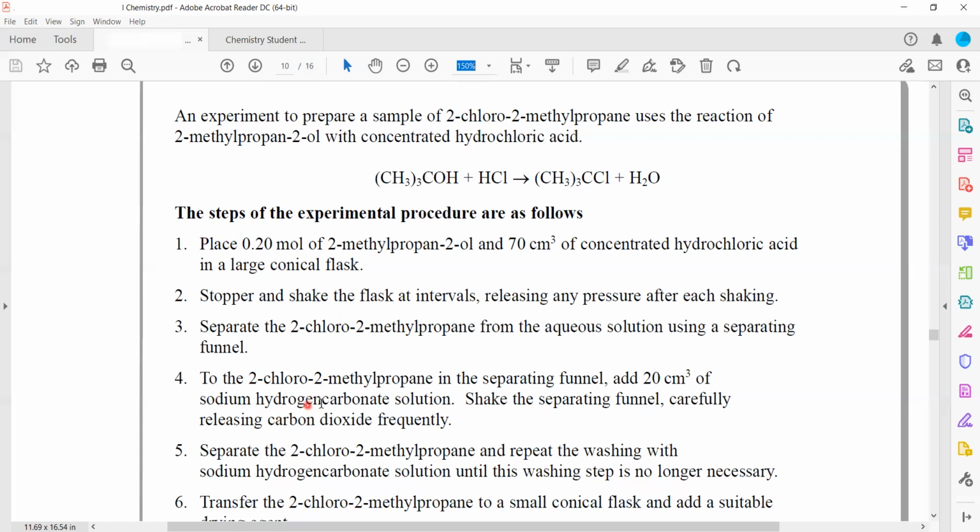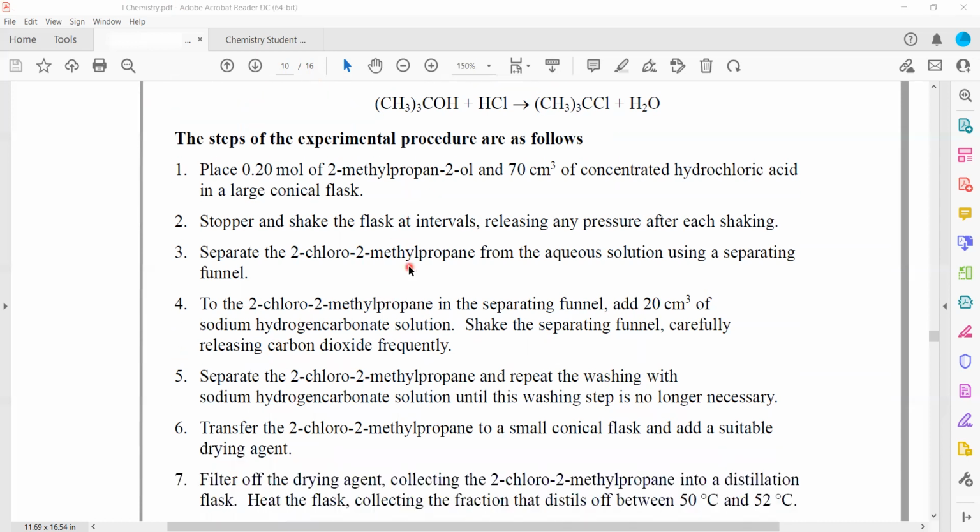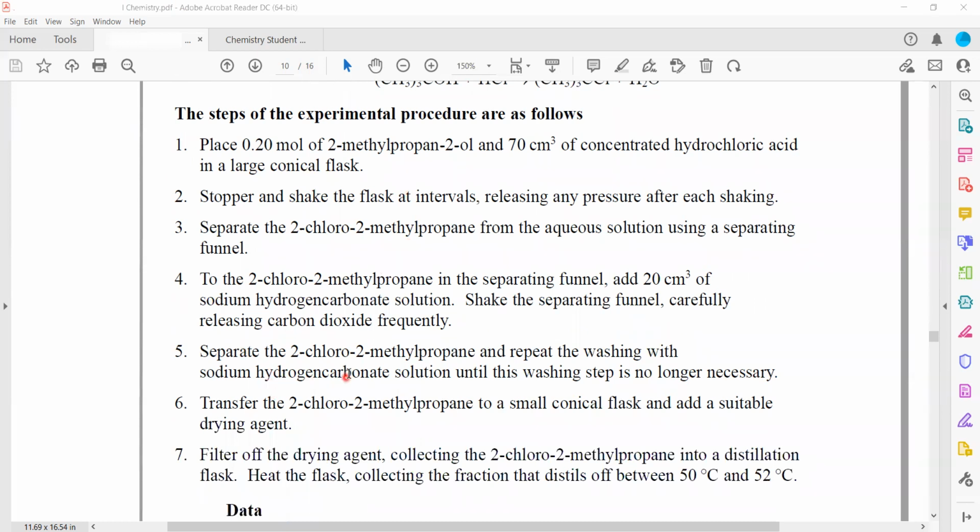We add 20 cm³ of sodium hydrogen carbonate. The purpose of sodium hydrogen carbonate is to remove any trace of acid. If any acid is present, the sodium hydrogen carbonate will remove that acid. And then we shake the separating funnel so that we release the pressure build-up due to carbon dioxide. Then separate 2-chloro-2-methylpropane and repeat the washing with sodium hydrogen carbonate until this washing step is no longer necessary.